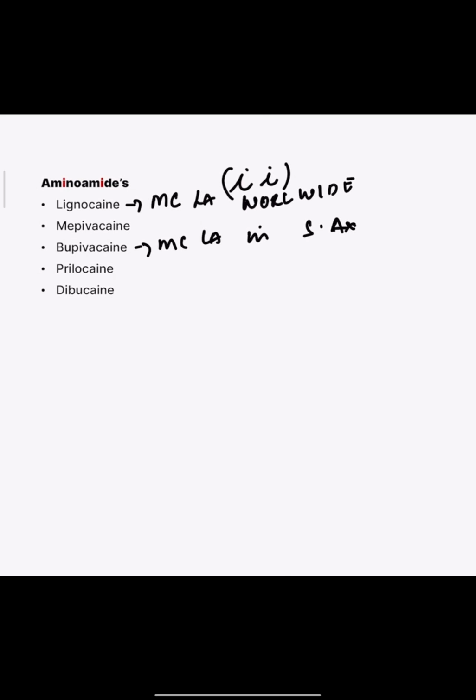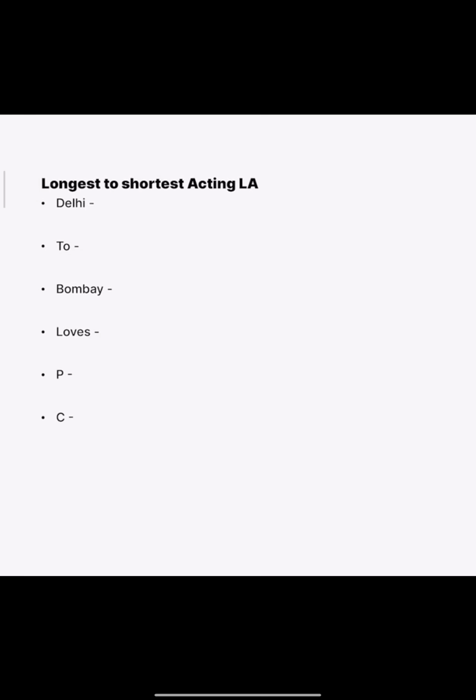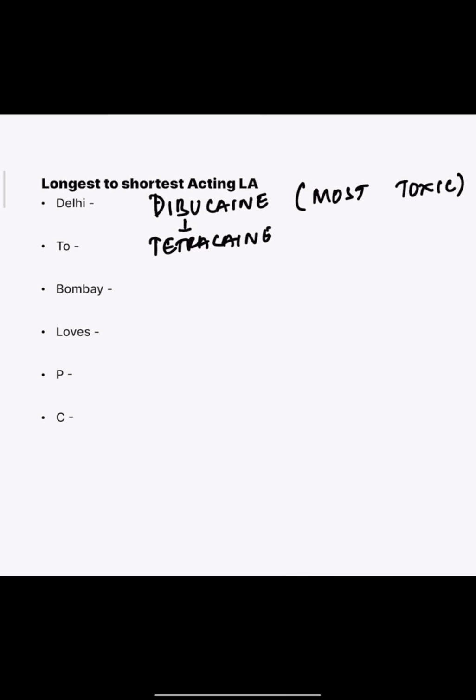Now you also need to remember longest to shortest acting local anesthetic. Which is the longest acting and which is the shortest acting? For that, the mnemonic is Delhi to Bombay loves PC. D stands for dibucaine, the longest acting local anesthetic, but it is the most toxic also, hence not used. Next, second longest acting is tetracaine. Again, it also has toxic effects, so it is not used.